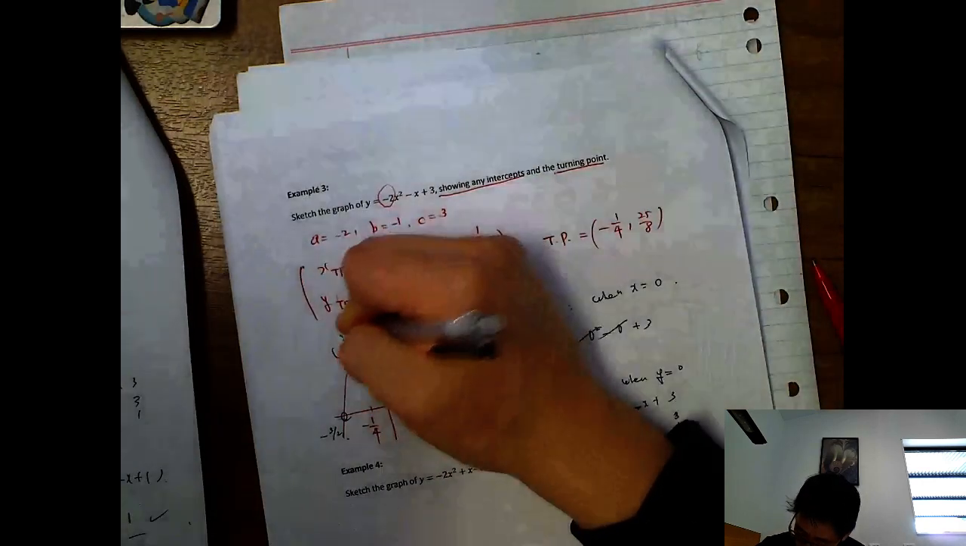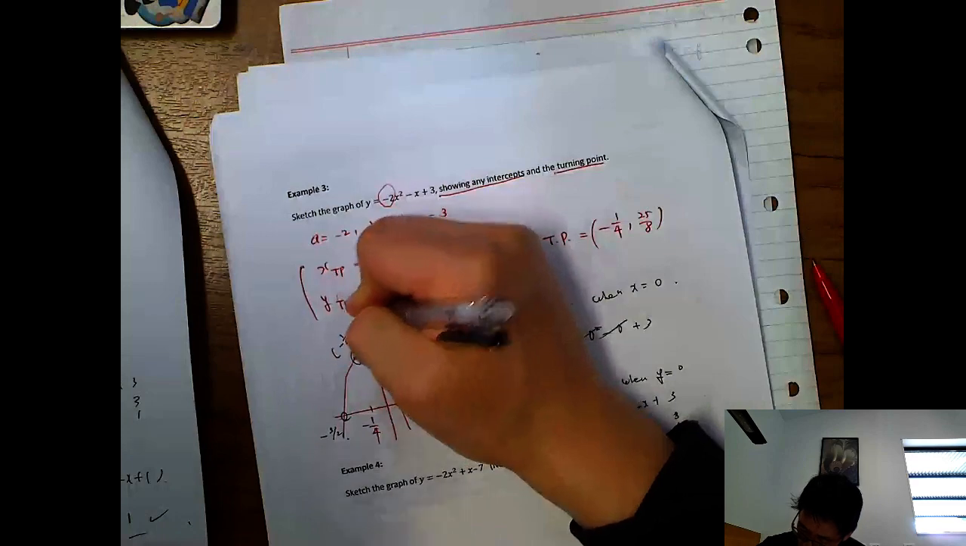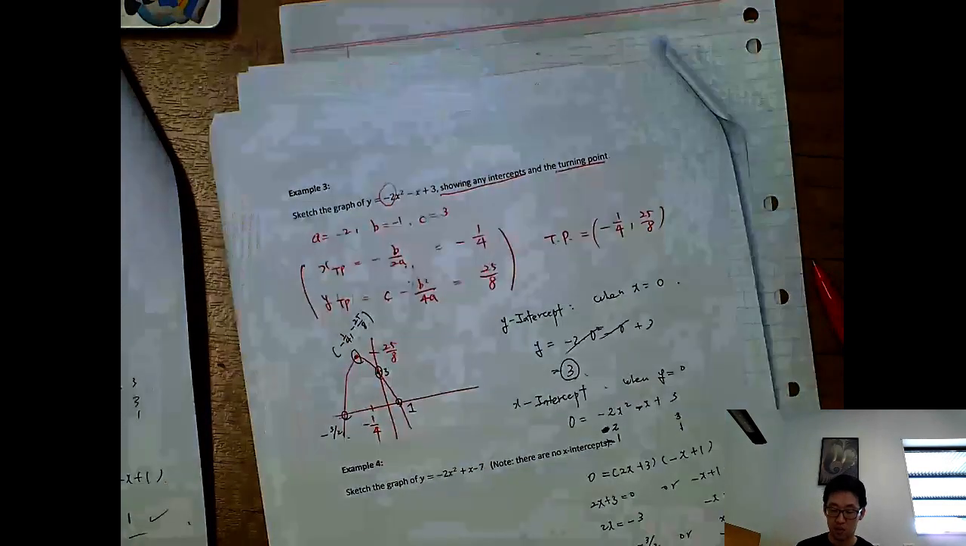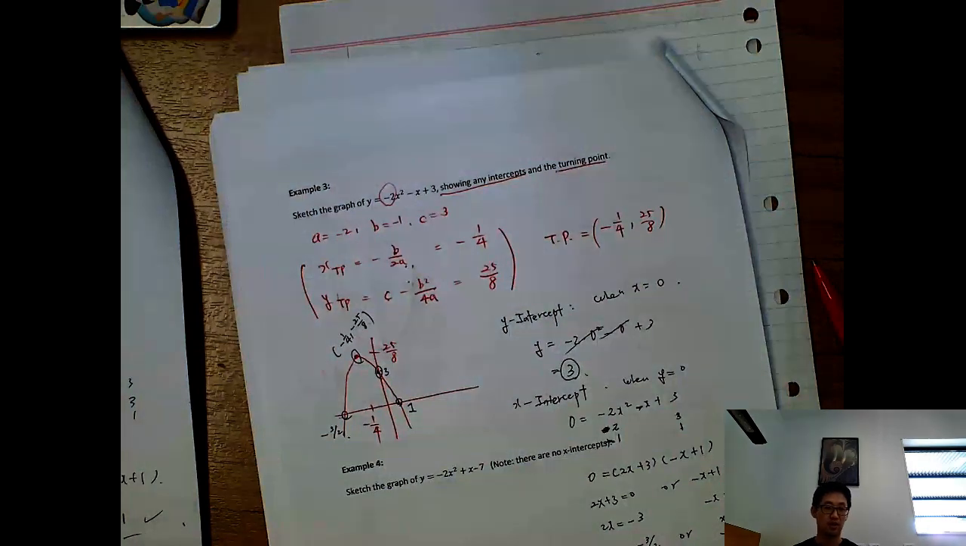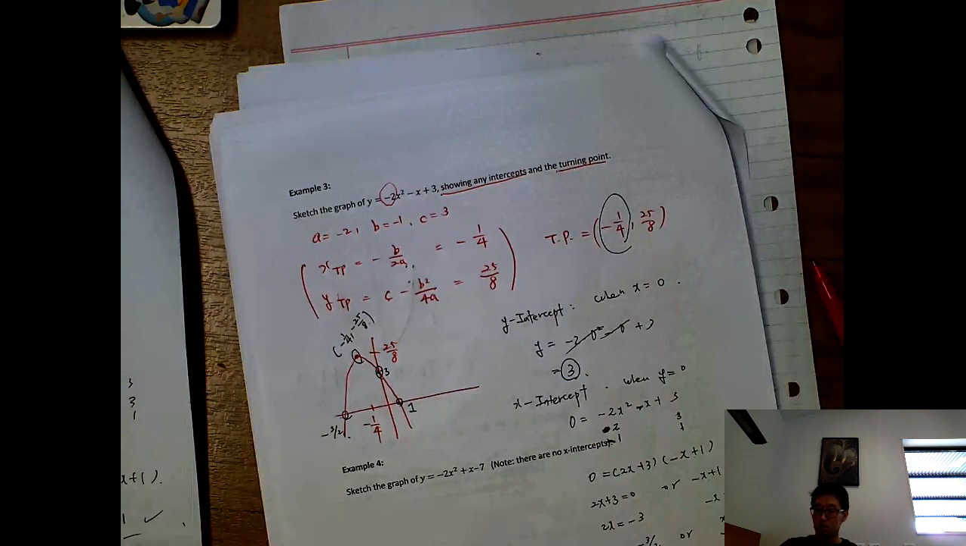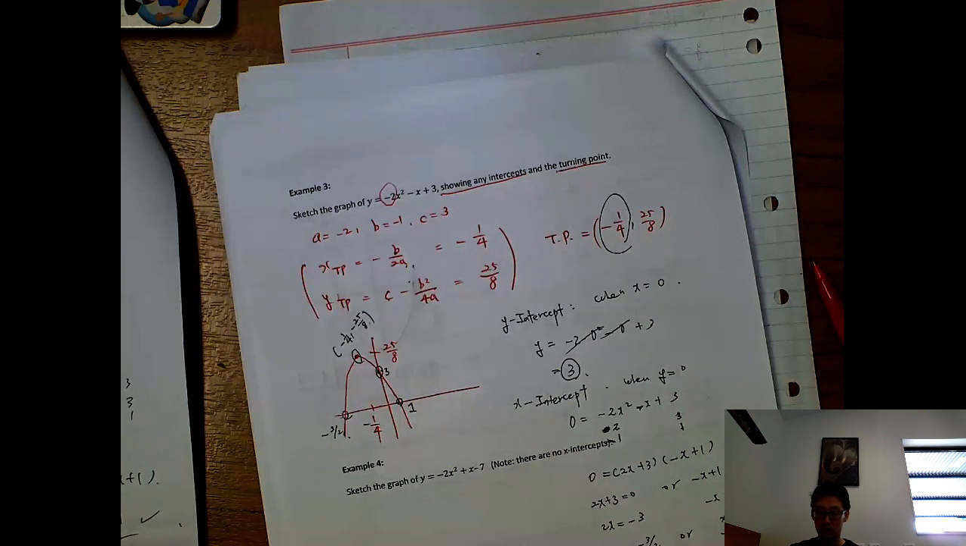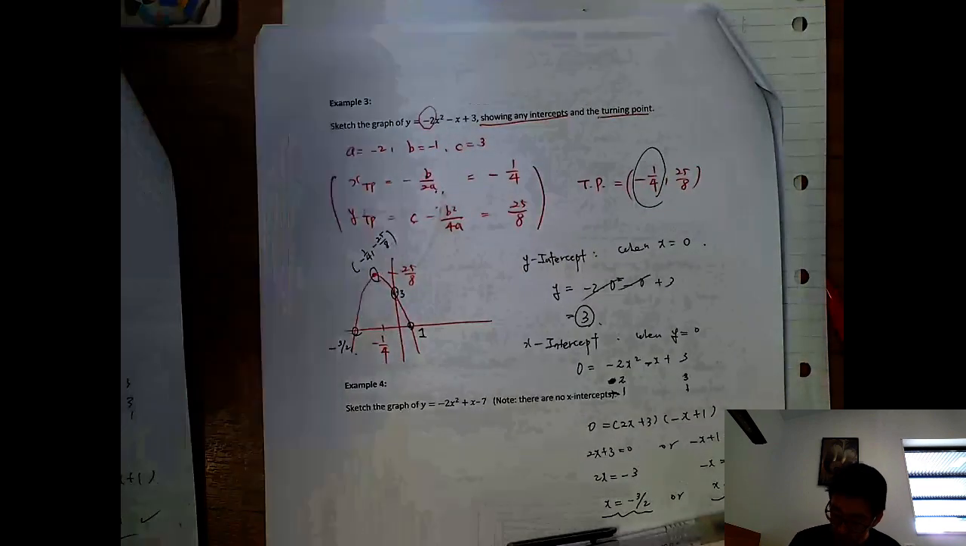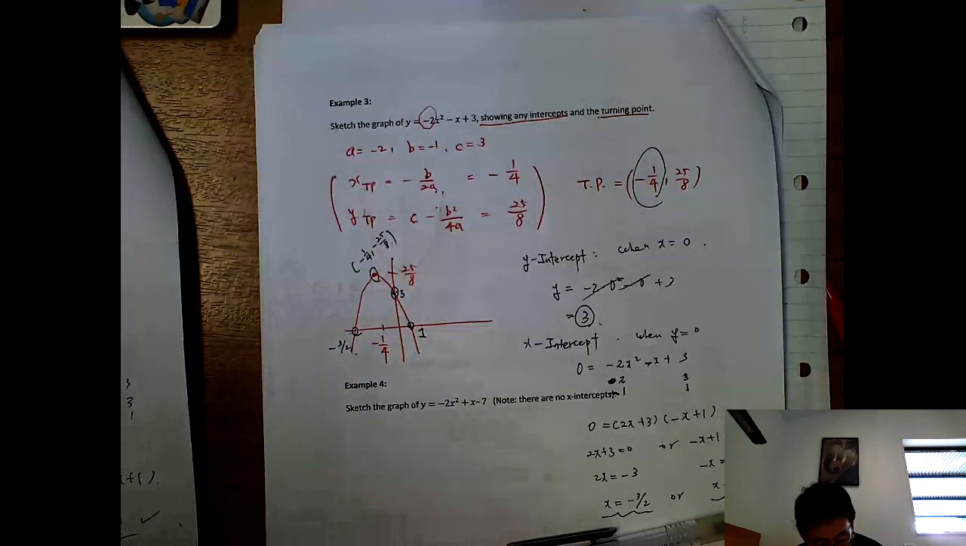So I need to indicate the turning point minus 1/4, 25/8 as well. Then that completes the sketch. Sounds okay? So don't forget, you need to write down the turning point. Sometimes they may ask you for the axis of symmetry, which is x equals minus 1/4. The x-intercept is when y equals 0, and the y-intercept is when x equals 0. Sounds okay? And then example 4.